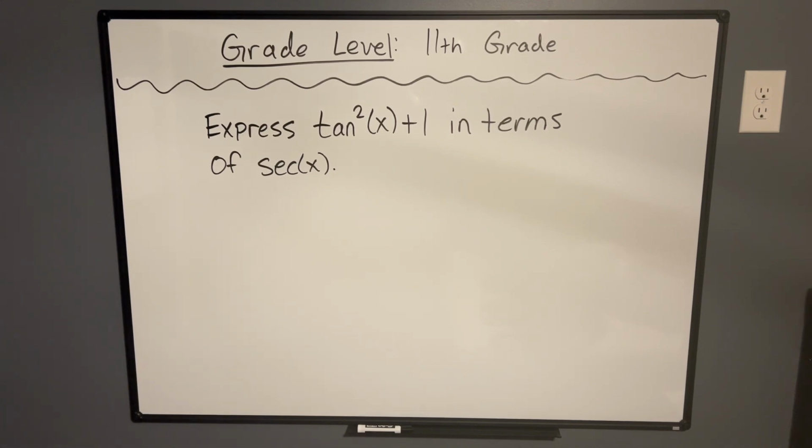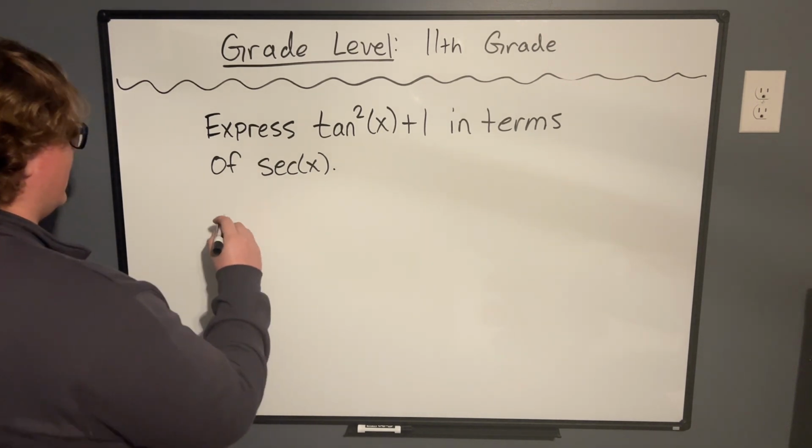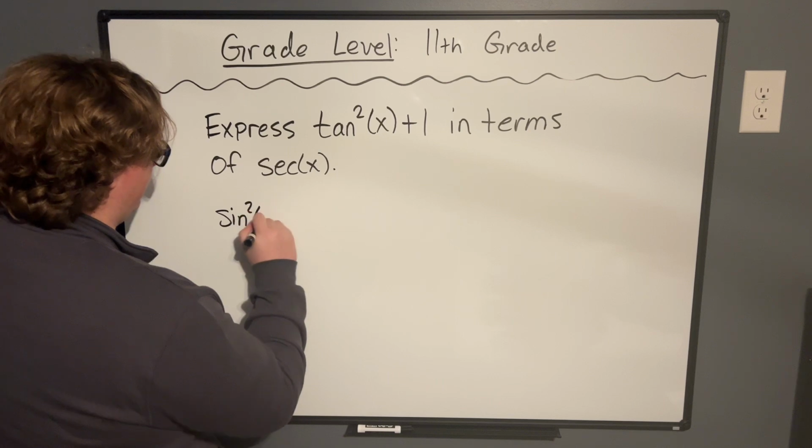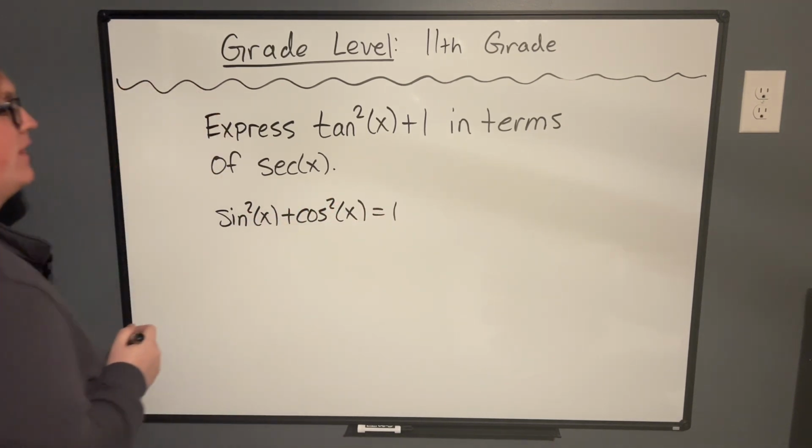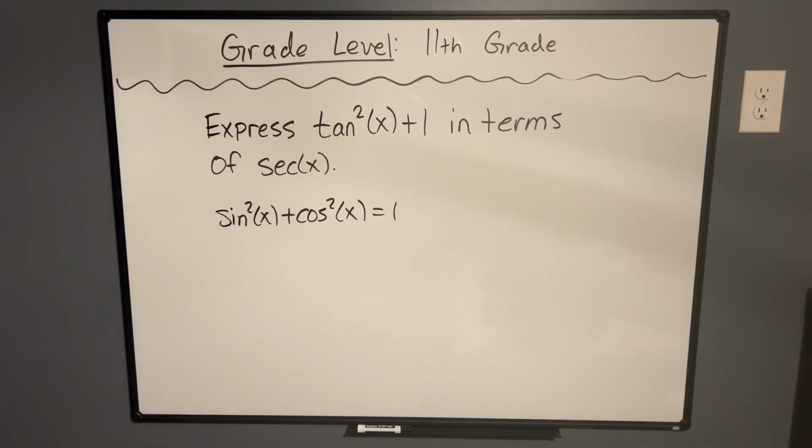So we've gone through all these different levels. This is going to be the first one that we actually are going to use trigonometry in some way. So the question says, express tangent squared of x plus 1 in terms of secant of x. So the trick here, and this is actually really hard if we don't know this trick, but one of the first things you'll learn when you're doing trigonometry is this identity. So you'll learn that sine squared of x plus cosine squared of x is equal to 1, right?